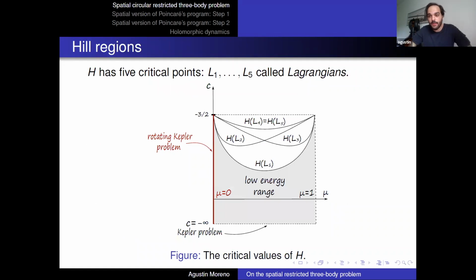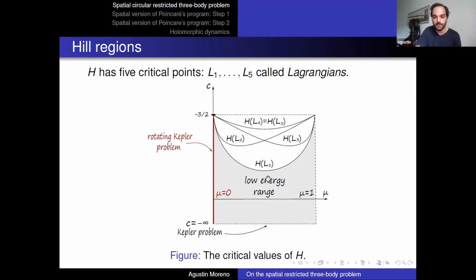So if you do Morse theory with respect to this Hamiltonian, you will find that there are precisely 5 critical points. So L1 up to L5, which are classically called the Lagrangians. These were already found by Euler and Lagrange. Here I'm graphing the energy values of these Lagrangian critical points. So here the x-axis is just the mu axis, so the mass ratio. The vertical axis is the Jacobi constant axis. And so here, for example, you have h of L1, which is the lowest critical value of the energy. So everything that's below h of L1 we call the low energy range. And then you have all the other values, L1 up to L5, ordered according to the increasing value of energy.